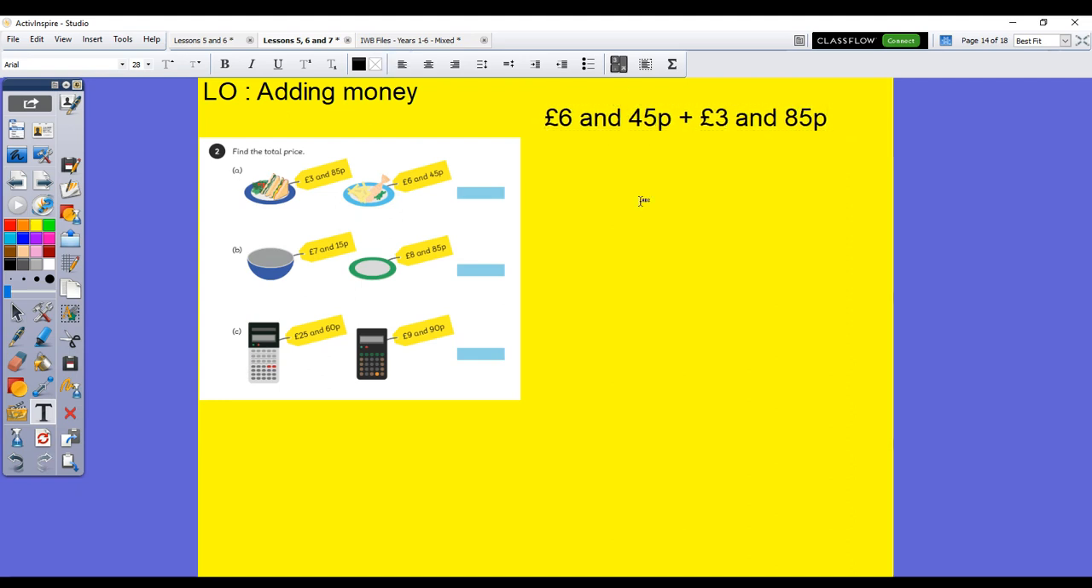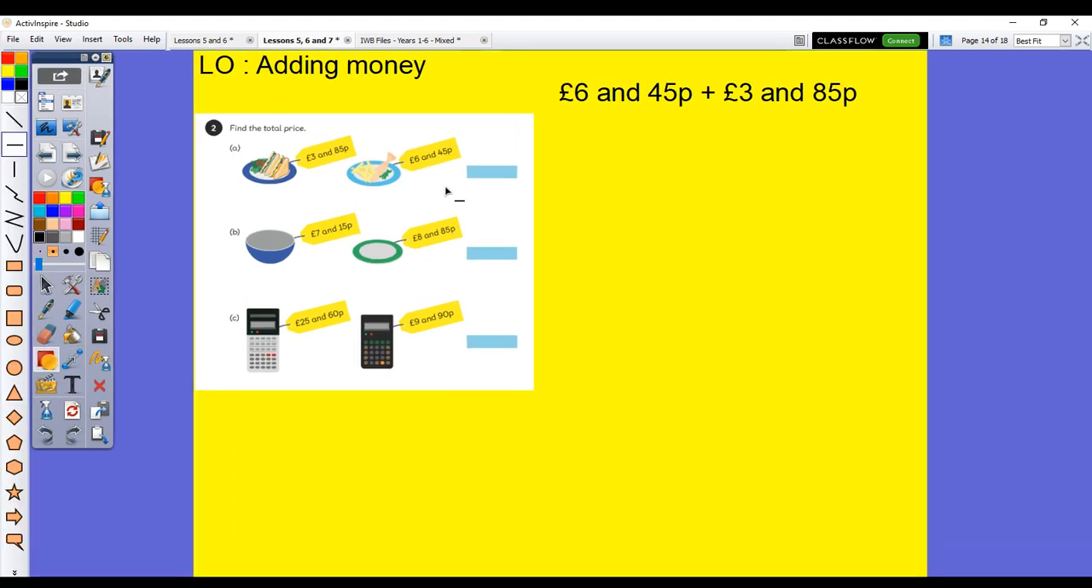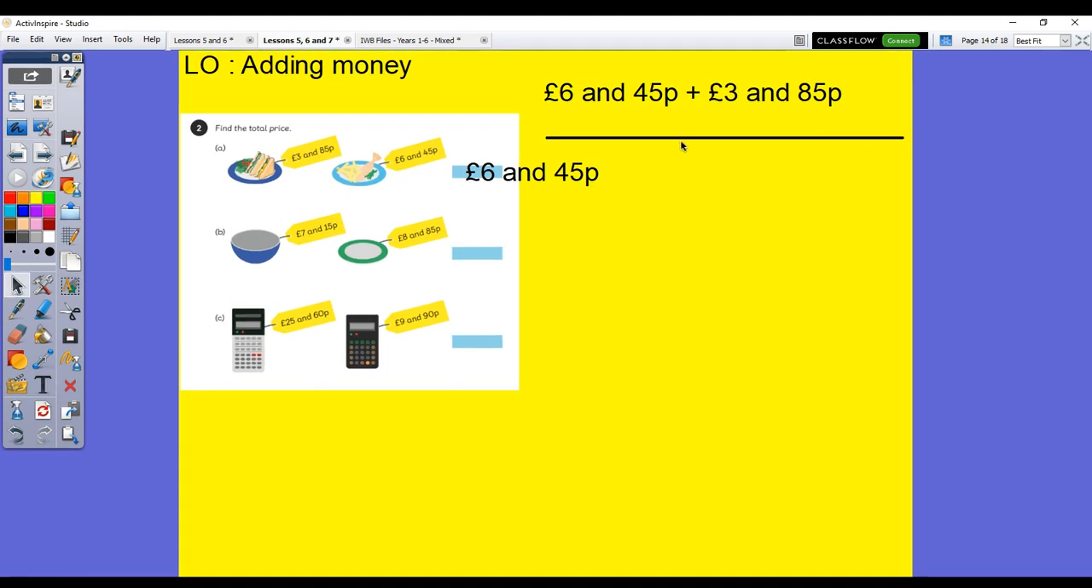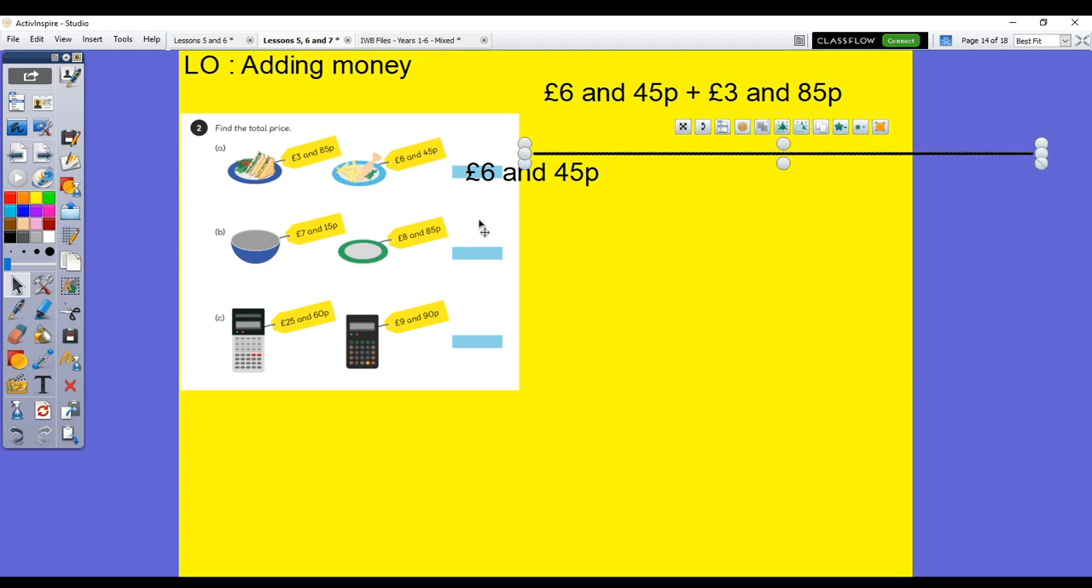So I'm going to put it on a number line. So we have our £6.45 here. The reason why I'm sticking to number lines is because it's really good for your mental addition. And because we're not at school, we need to practice that as much as possible.